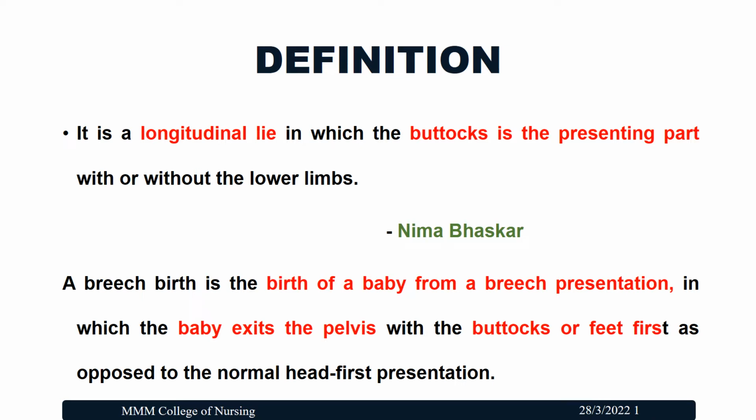Definition: it is a longitudinal lie in which the buttocks is the presenting part, with or without the lower limbs. A breech birth is the birth of a baby from a breech presentation in which the baby exits the pelvis with the buttocks or feet first, as opposed to the normal head first presentation.